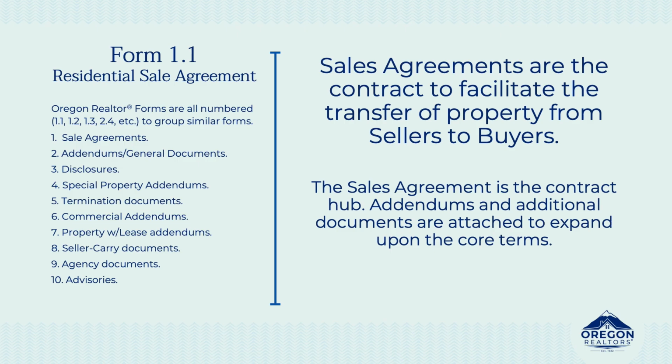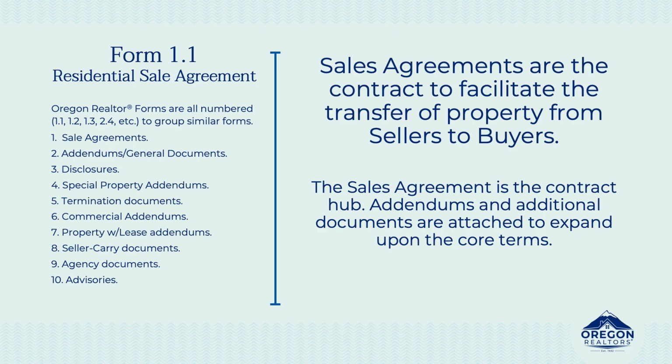The sales agreement form itself is used to facilitate a contract. It allows you to transfer the sale of property. The sales agreement itself is the centerpiece to the contract, and then you would add addendums to it as essentially spokes to a hub. This allows you to modify away from the central document, then apply whatever terms you need for your transaction. In the Oregon Realtors library, this is Form 1.1.